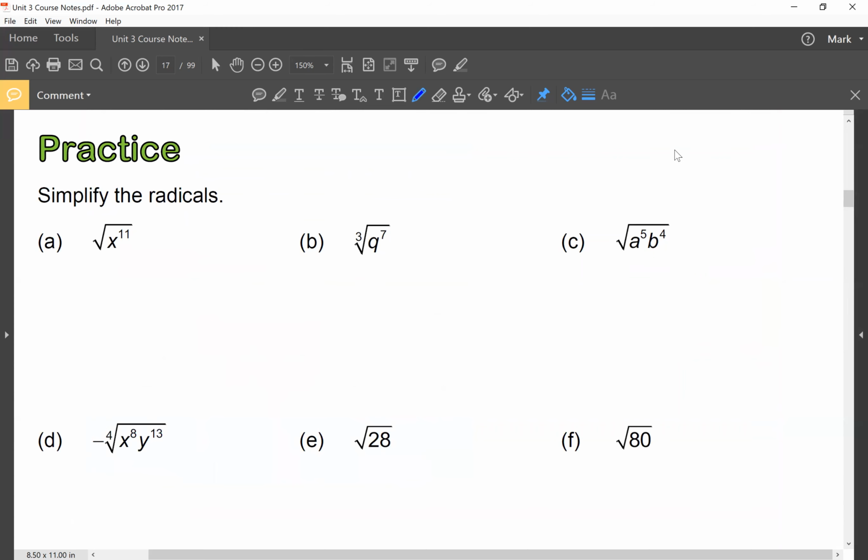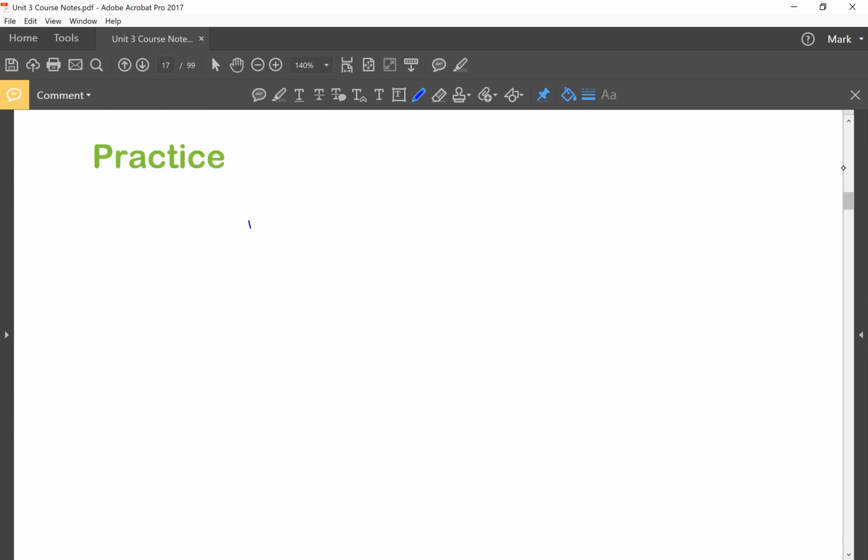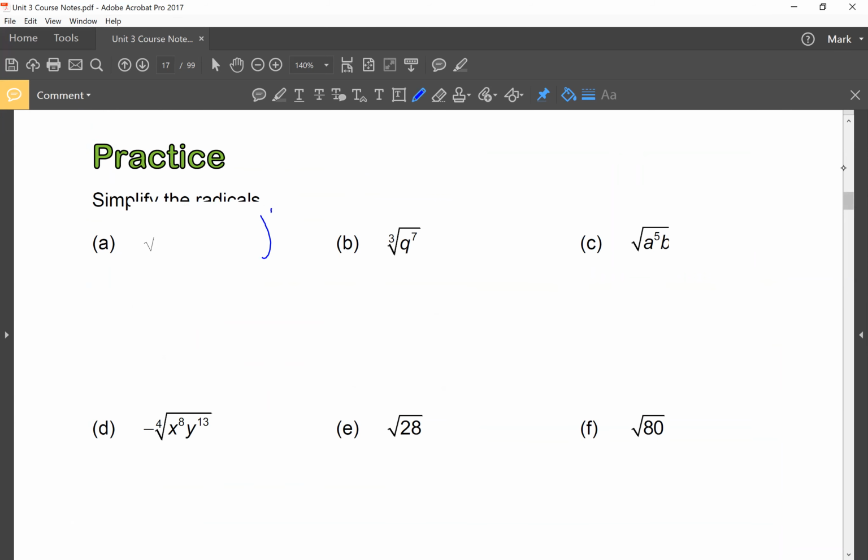Okay, so let's look at number A. Let me zoom out a little bit. There we go. How do I do this? How do I simplify these radicals? Well, this is a square root. What I mean is this symbol is the same as saying x to the 11 to the power of 1/2.